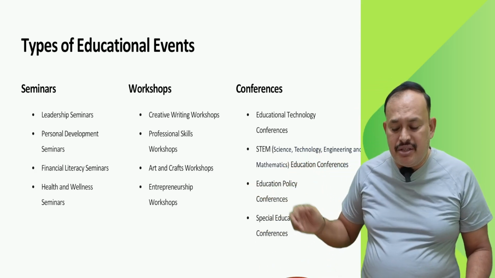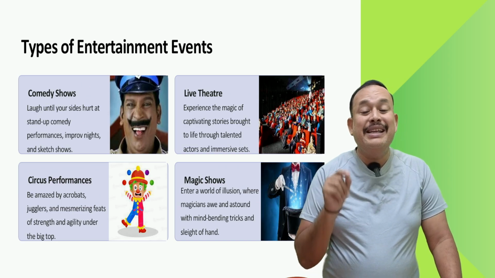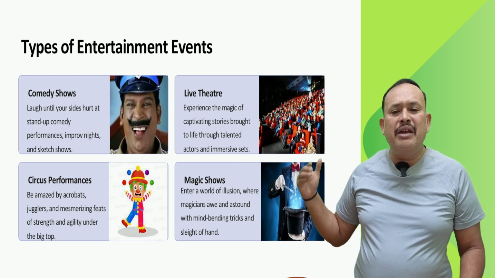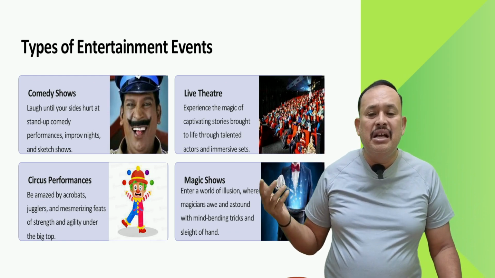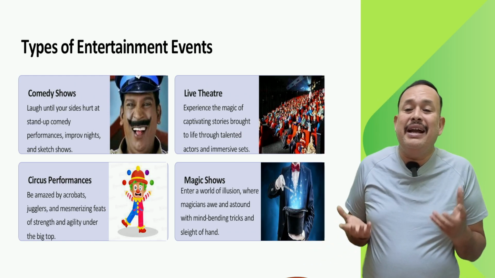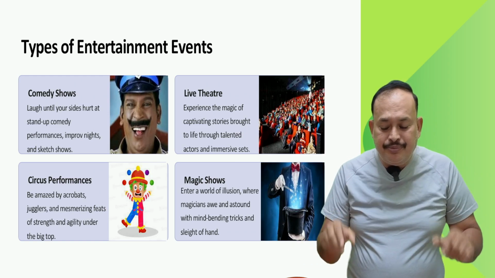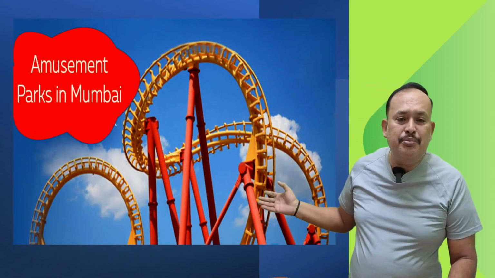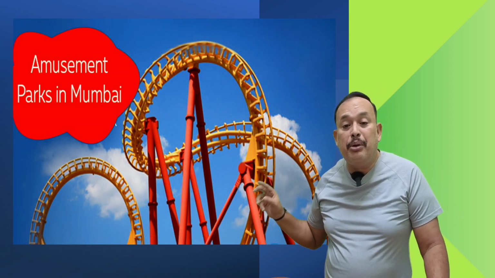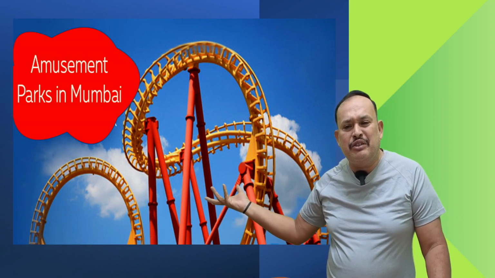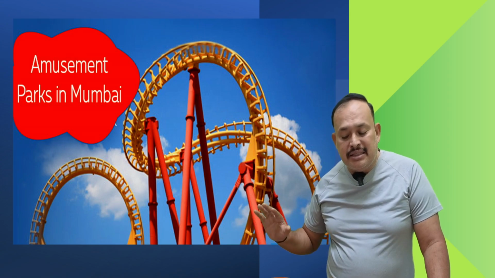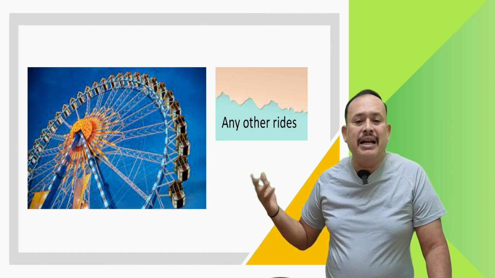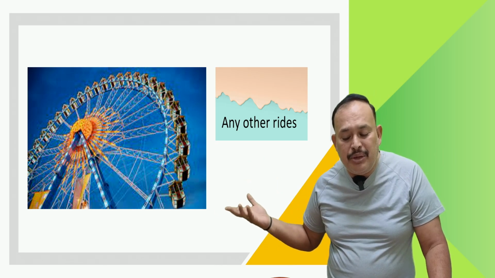Admission to these events. Admission to entertainment events, admission to comedy shows, live theaters, circus, magic shows. These are entertainment events. Admission to the amusement park, where the park is located in Mumbai, is the place of supply. In all these cases, and in the case of any other rights, where it is located is the place of supply.